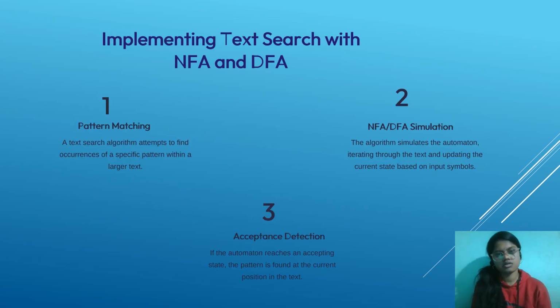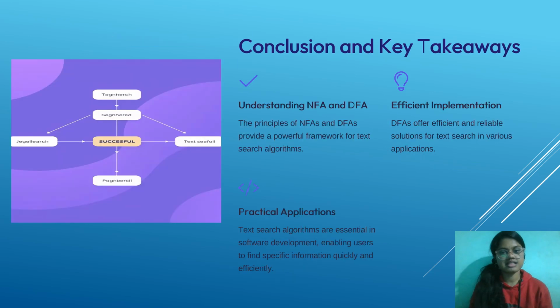Coming to the implementation of text search with NFA and DFA, so far we have learnt about the advantages and disadvantages, then construction of NFA and DFA. Let us see how it can be implemented in text search. First is pattern matching, second is NFA DFA simulation, and third is acceptance detection. In pattern matching, a text search algorithm attempts to find occurrences of a specific pattern within a large text. Then in NFA DFA simulation, the algorithm simulates the automaton, iterating through the text and updating the current state based on the input symbols. Then acceptance detection is done by the automaton reaching an accepting state. The pattern is found at the current position in the text. So this is the way to implement text search.